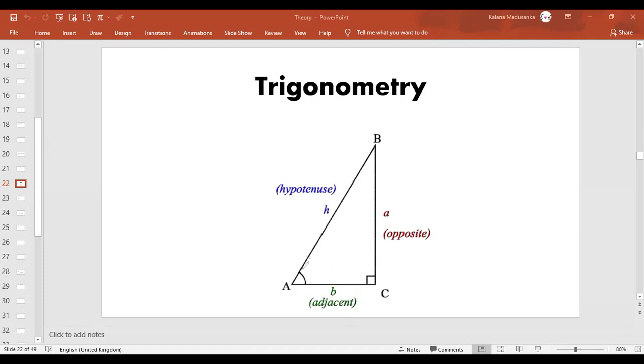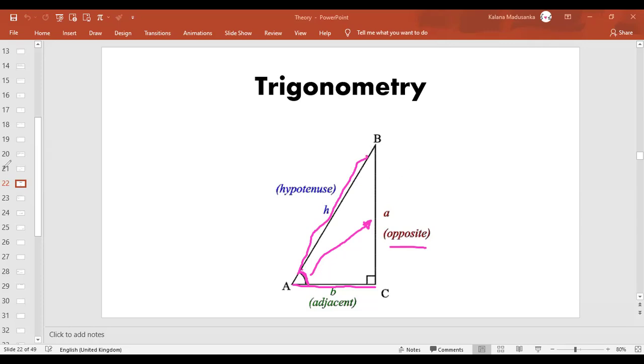For example, if I consider this angle in this A side, the opposite of this angle is the opposite side of that angle, called the opposite, right? And the adjoining side is called the adjacent, and the hypotenuse is the largest side of the triangle actually, right?